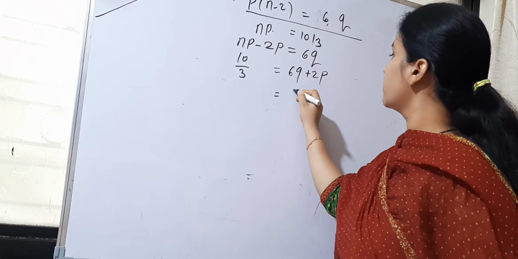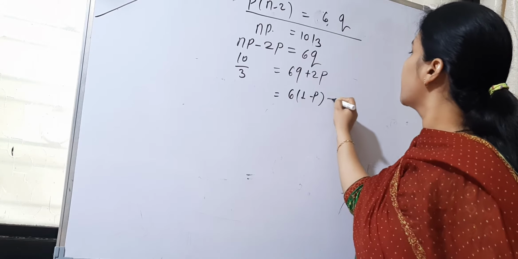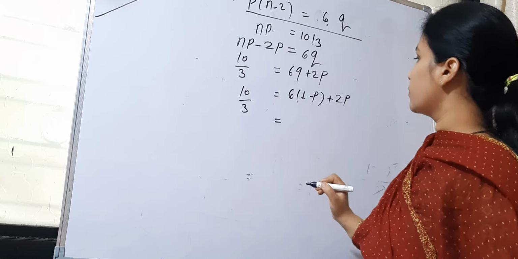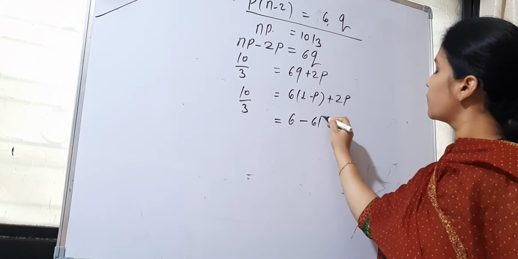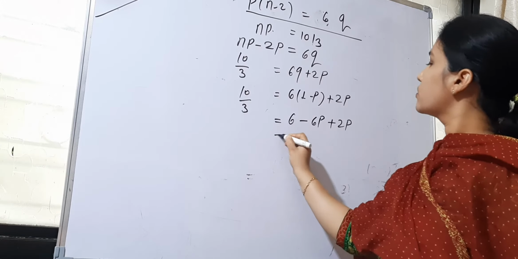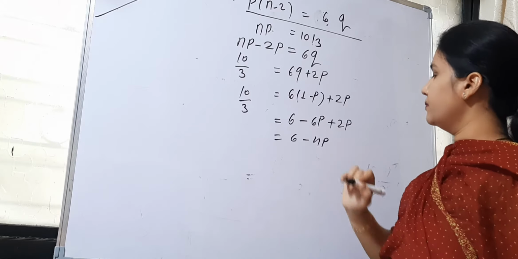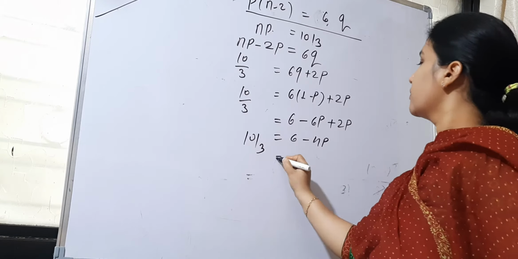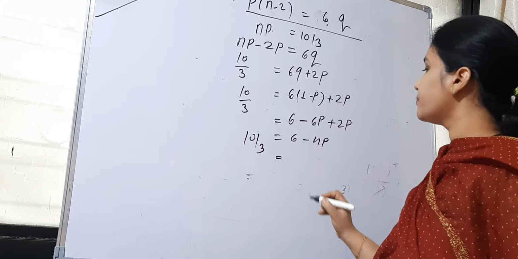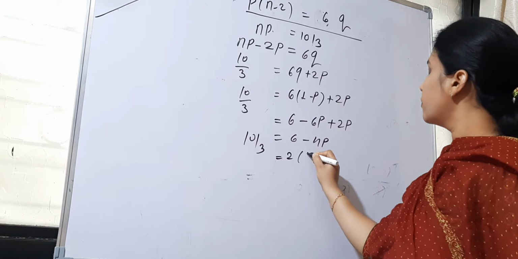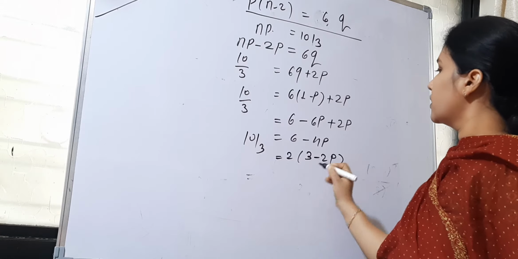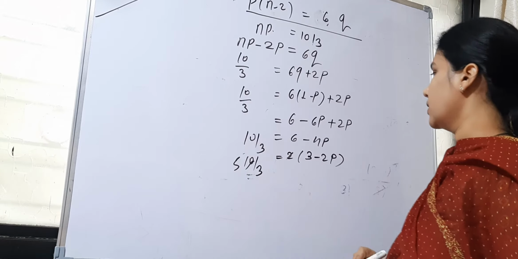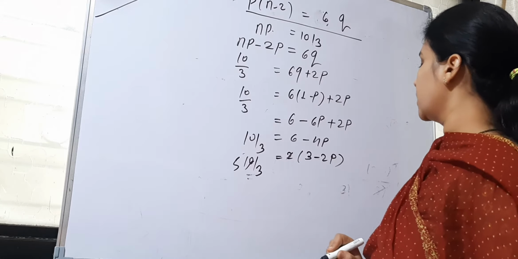q can be written as 1 minus p. So I will write here 1 minus p plus 2p, which is 10 by 3. So 6 minus 6p plus 2p, so 6 minus 4p is 10 by 3. Take 2 common from this, so it will become 3 minus 2p. Here it is 10 by 3, so it will become 5 by 3. 3 minus 2p equal to 5 by 3.